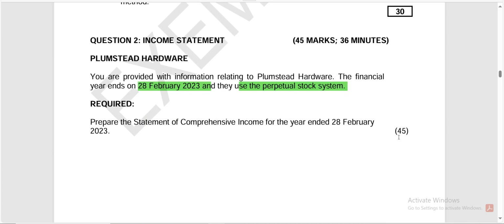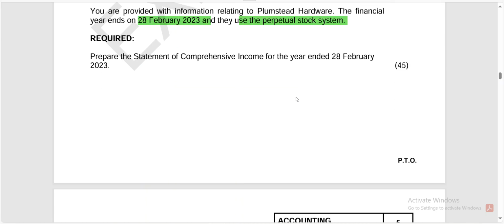Remember, the question is about 45 marks, which is around 30% of the paper, also plus minus 25% plus of the paper. So very important for you to make sure that you capitalize on questions such as income statement, and you should do this in about 36 minutes. So you need to manage your time very well. Remember, every transaction in accounting is timed.